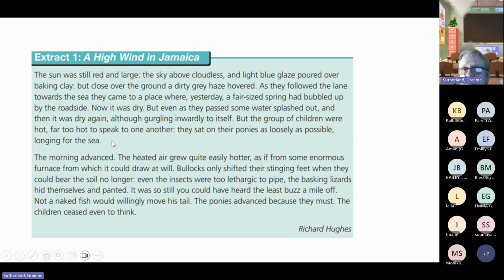Now, I said this is a description of a place, a description of a scene. There are people, the group of children. Is there action here? Is there something happening in this piece of description, this first paragraph?